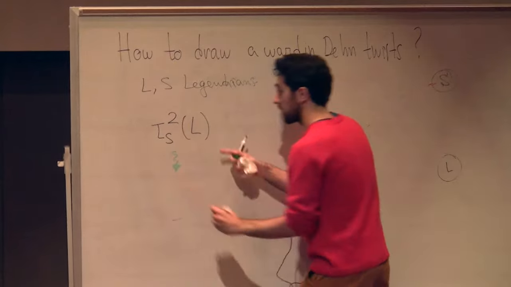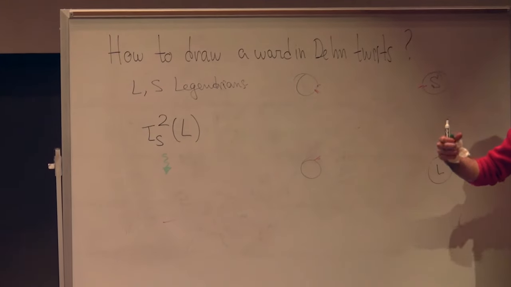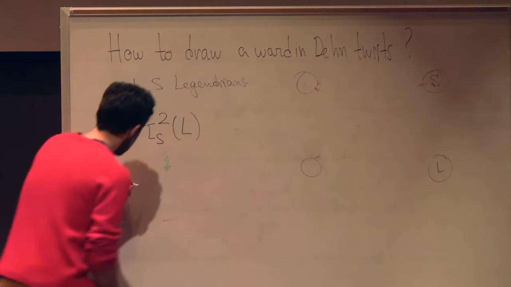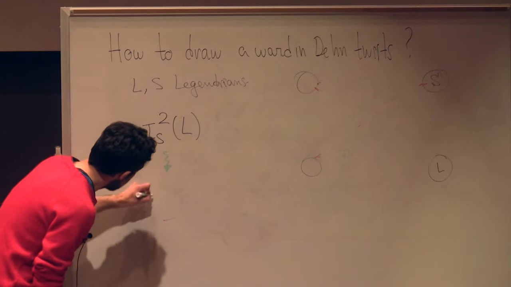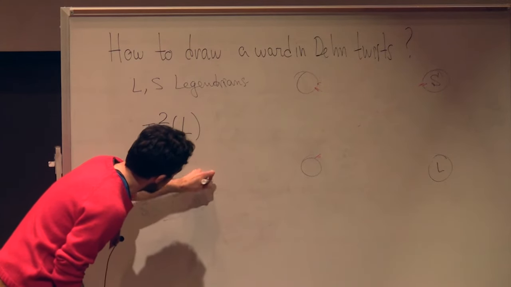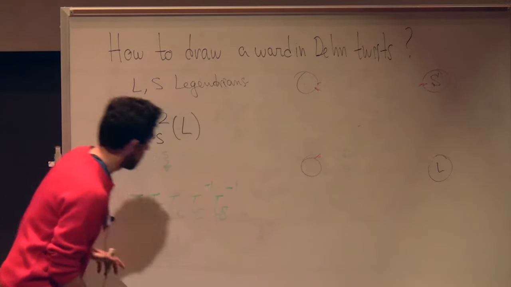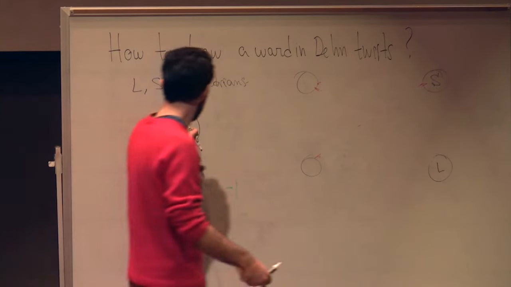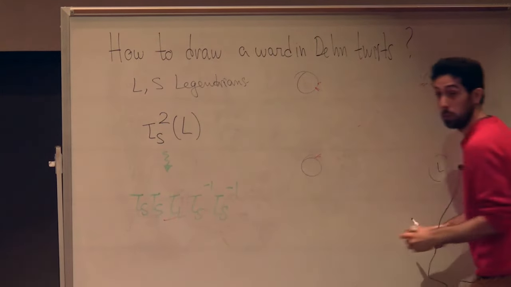So this is an exact Lagrangian, so you can think of it as doing a Dehn twist along it. If you do a Dehn twist along this guy, it's going to become tau S, then tau L, and then the inverse of that. It's this word. If I attach something along it, it would induce this word in the monodromy.